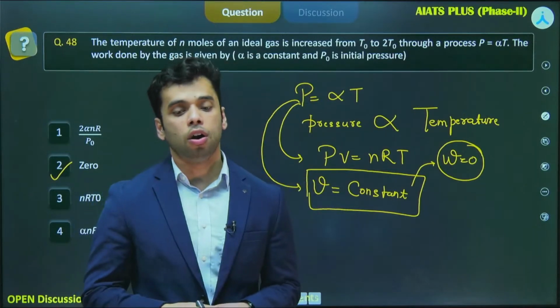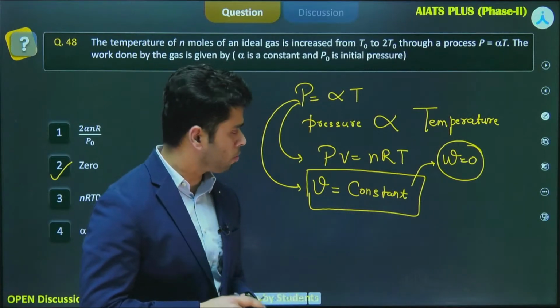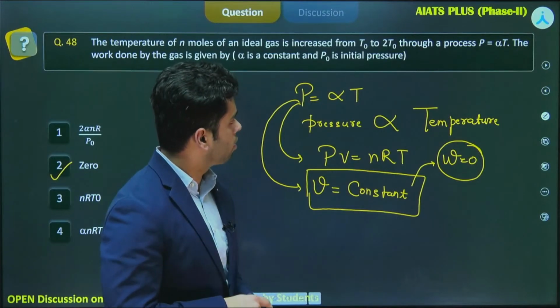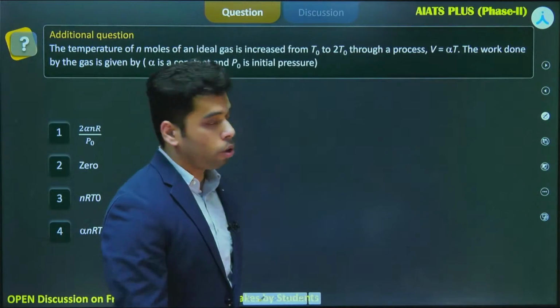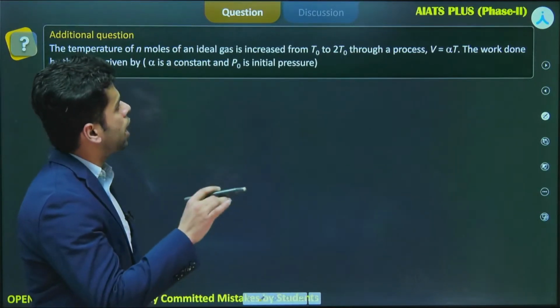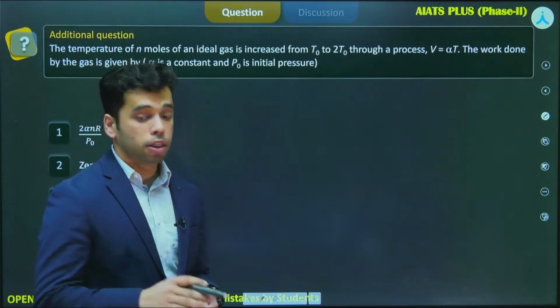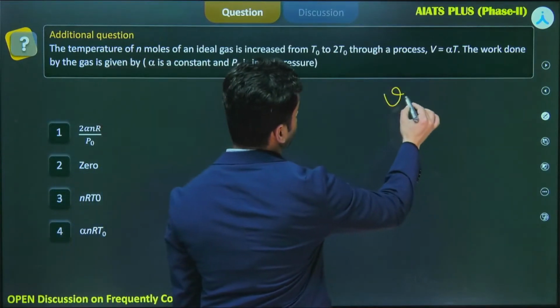So nRT0, I hope nRT0 is not the right answer to this problem, but I can give you a different problem in which you can get this answer. Attempt this problem. So there you go, you have a problem right in front of you. It says that the temperature of n moles of an ideal gas is increased from T0 to T0. Now I have changed the process equation. This time the process equation is V is equal to alpha T.